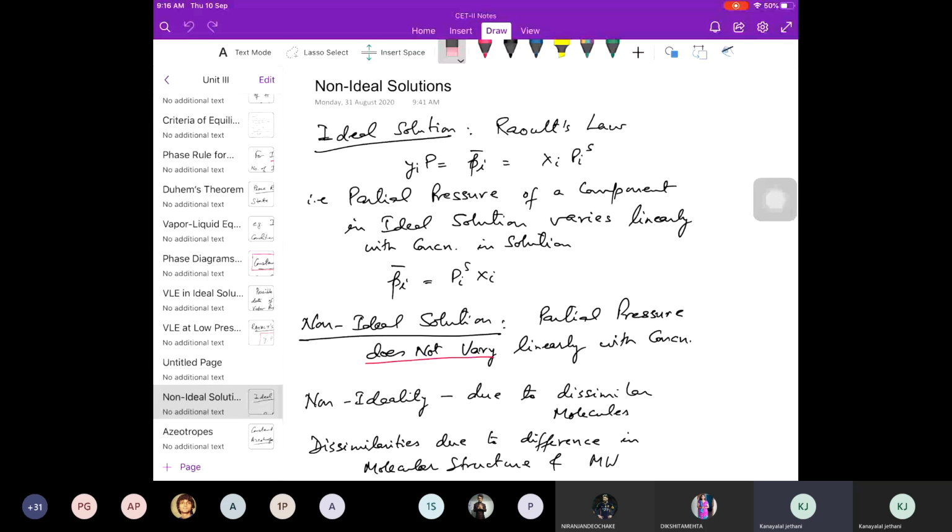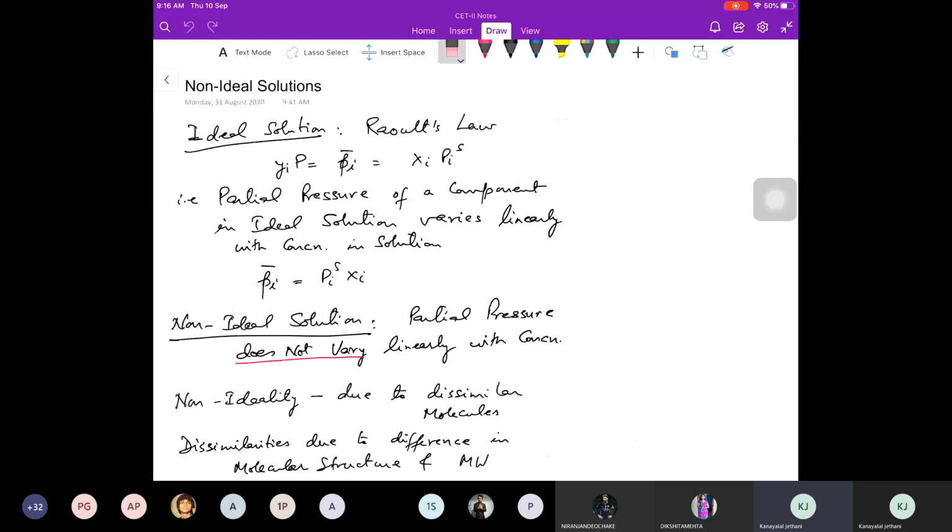So now we have considered ideal solutions, but again, we always start with the ideal because that is the simplest case to handle in any situation. But real systems are not ideal, so we have to handle non-ideal systems, and that's what we'll see. For ideal solution we applied Raoult's law, where we assume that gamma is equal to 1, right? And we know that pi bar is the partial pressure.